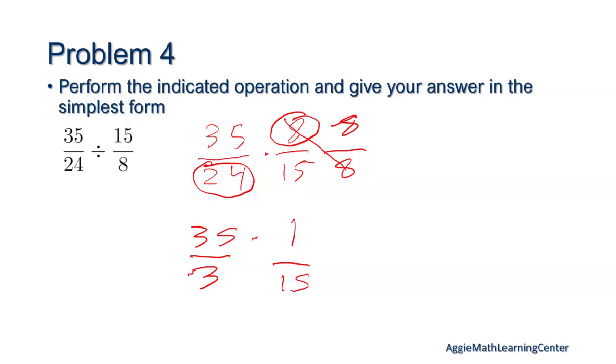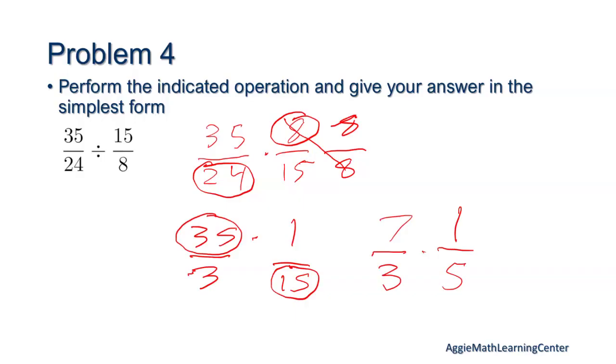Okay, and then a common factor here is 5, right? So if we divide 5 from the top and the bottom, we get 7 over 3. Oh, geez, that's not a 3. Over 3 times 1 over 5. Does that make sense how we did that?